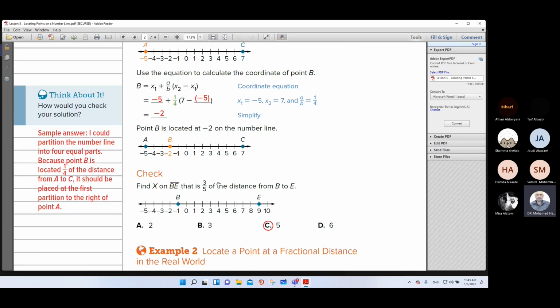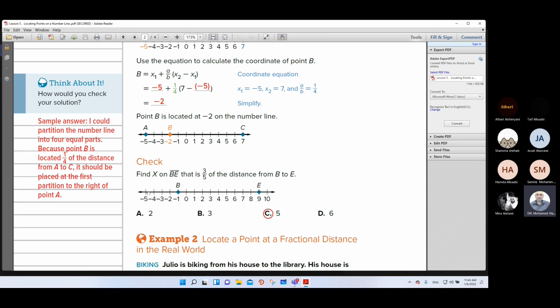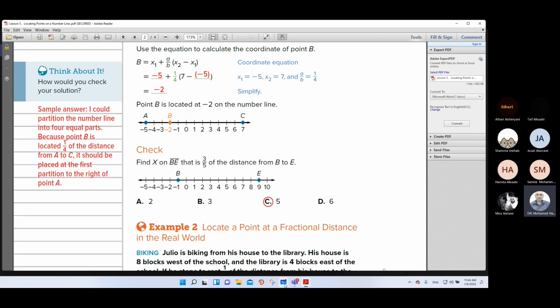In the second example, find x on the segment VE. We have segment VE and we have x between them. We want to know the coordinate of x between the initial point and the terminal point. And we have A over B equal to 3 over 5 of the distance from B to E. Okay, how do we know where x is?